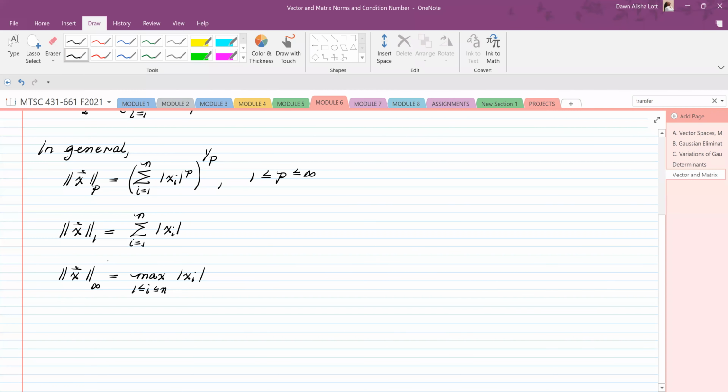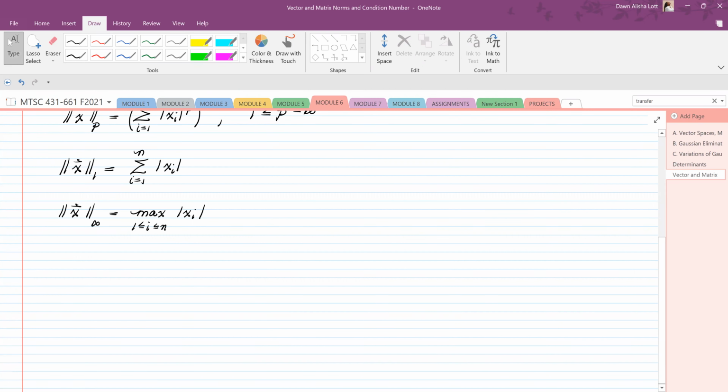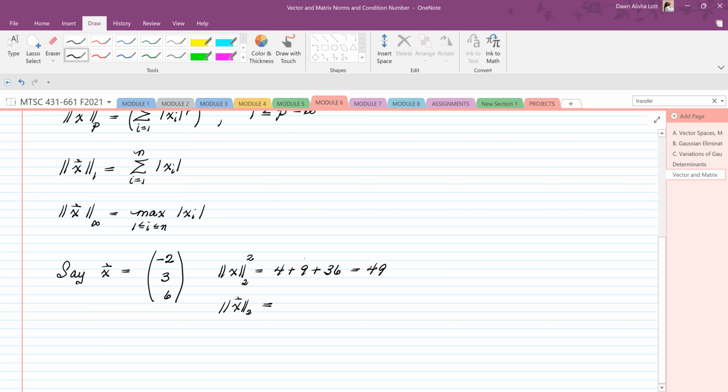Okay, so generally these norms are usually around the same magnitude. So let's say x is -2, 3, 6. Then the Euclidean norm squared is 4 plus 9 plus 36. So that's 49. So that means the Euclidean norm of x turns out to be 7.